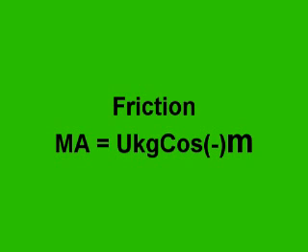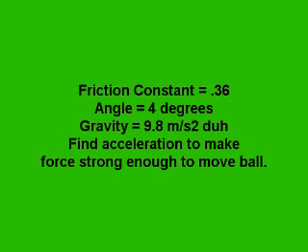Okay, next we'll talk about friction. Sometimes when you're putting, you have to use more force because of the friction of the grass. Friction affects the movement of the ball. If you do not hit at a certain force, the ball will not move. If the friction constant of the grass is 0.36 and the angle is 4 degrees, then what is the acceleration of the ball so that force can move it?